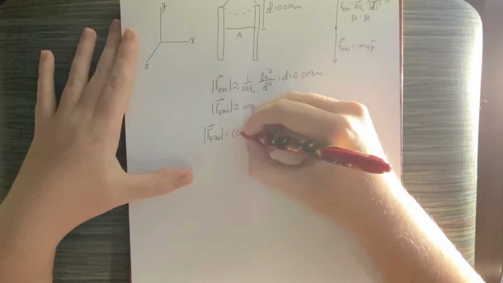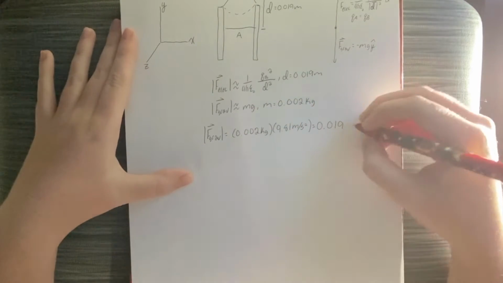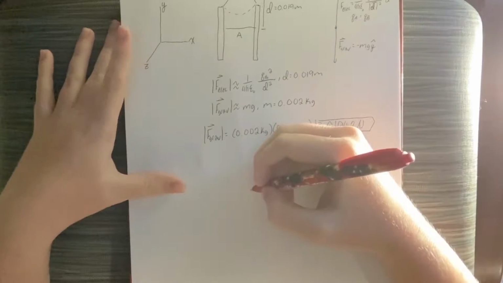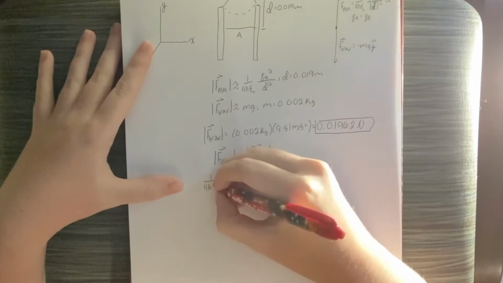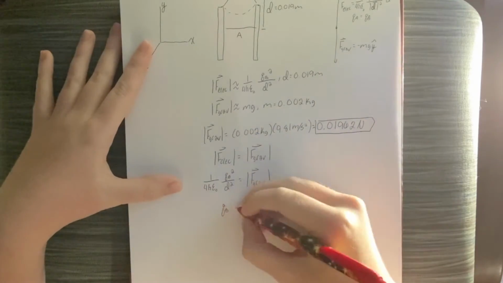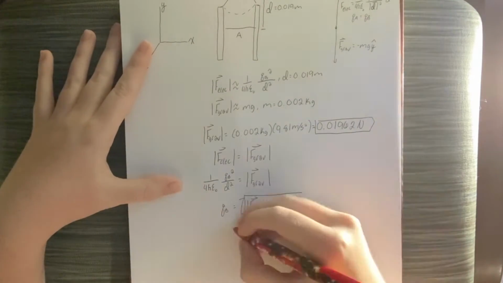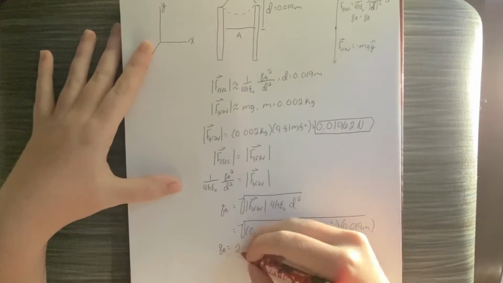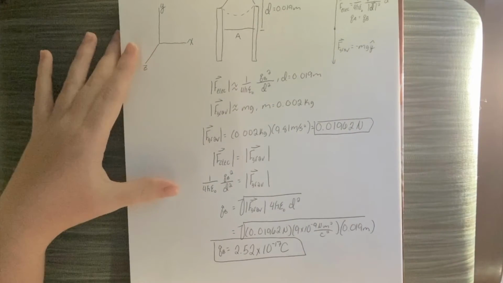We can solve for the magnitude of the force of gravity by multiplying the mass of the tape, which is 0.002 kilograms, times the acceleration of gravity on Earth, which is 9.81 meters per second squared, to get the force 0.01962 newtons. We can set this value equal to the electric force, and solve for Q sub B, which gives us the square root of 4 pi epsilon naught d squared times the force of gravity, which we can solve for in order to get Q sub B, which is the charge of tape B, is equal to 2.52 times 10 to the minus 7 coulombs.